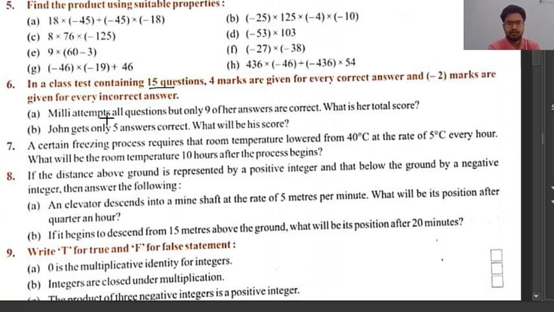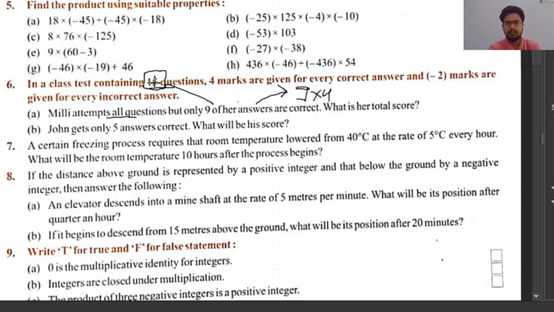Now part A is asking: Millie attempts all questions but only 9 of her answers are correct. Millie attempted how many? All. All means 15 questions she attempted. How many correct here? 9. If 9 are correct, then the score of 9 questions is how much? You know, one question has how many marks? 4 marks. For 9 questions, how many marks? Correct marks are 9 into 4. Okay, these are your correct answers.